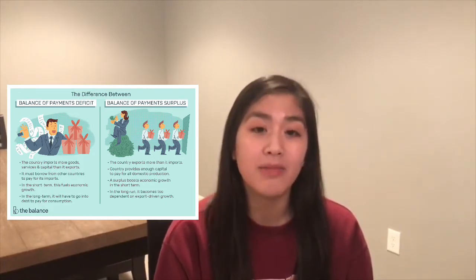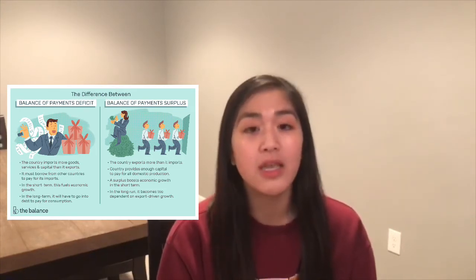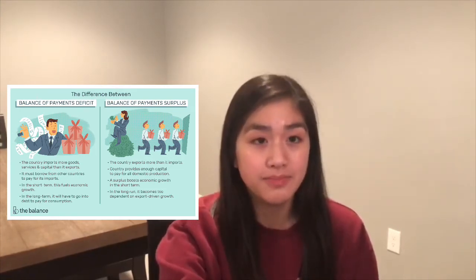A balance of payments surplus occurs when a nation adds to its official reserves in order to balance the two accounts. Official reserves are foreign currencies owned by the central bank of a nation.